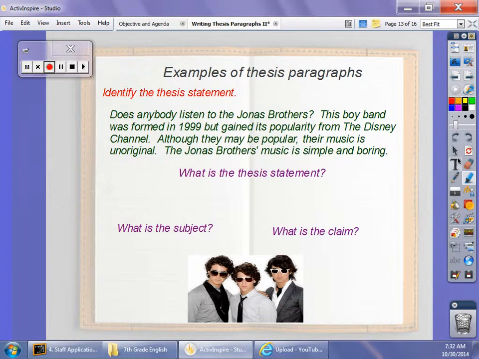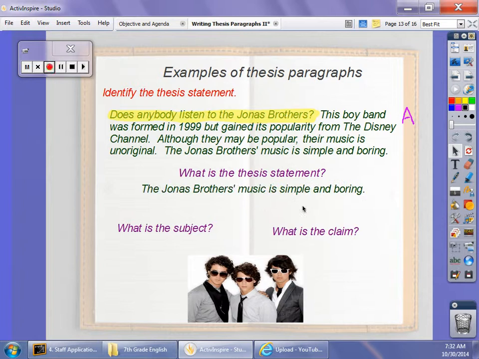Now, first, we're gaining the attention. That's the A. And do you remember what we're using? This is pretty obvious because it's a question mark. We're using a question. And again, I want to encourage you to branch out and use other attention-gaining strategies than a question. Now, what is the thesis statement? Well, the Jonas Brothers' music is simple and boring.